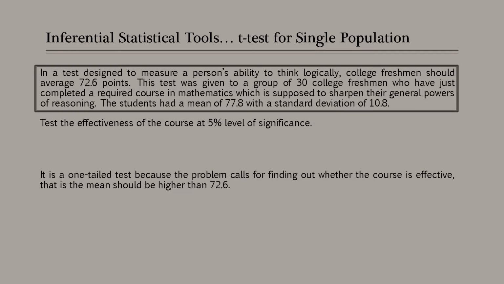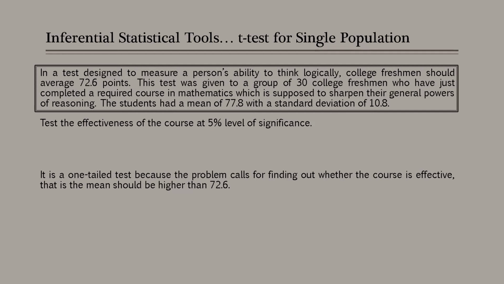As a sample application for the t-test for single population, consider the following. In a test designed to measure a person's ability to think logically, college freshmen should average 72.6 points. This test was given to a group of 30 college freshmen who have just completed a required course in mathematics, which is supposed to sharpen their general powers of reasoning. The students had a mean of 77.8 with a standard deviation of 10.8. Then, test the effectiveness of the course at 5% level of significance.